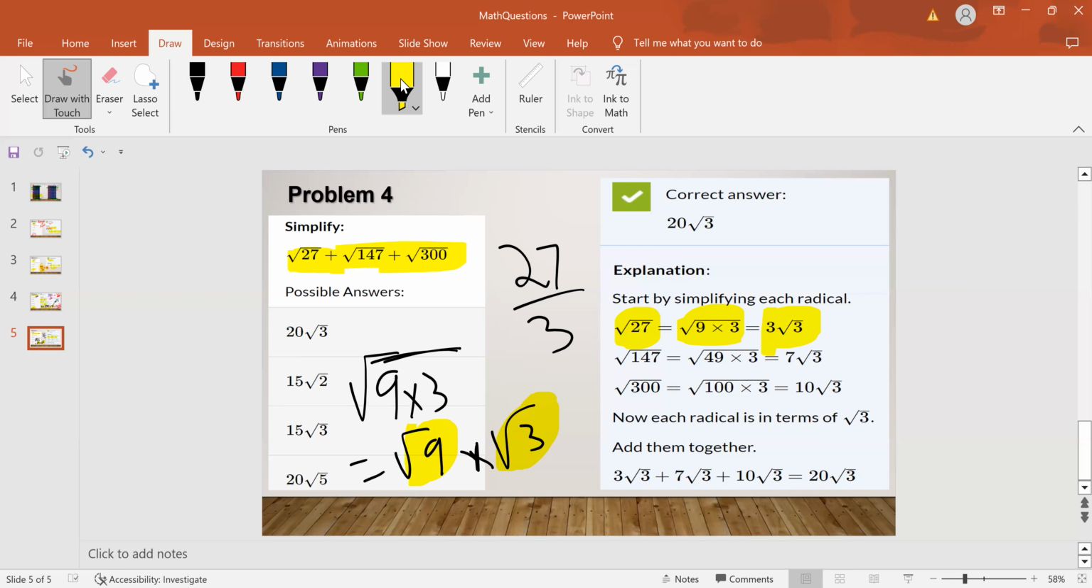Okay, what about the square root of 147? Same thing. 147 is not a perfect square, so you have to break it down. If you take 147 and divide by 2, that gives you what?